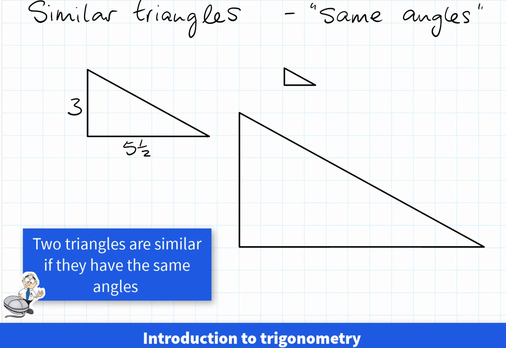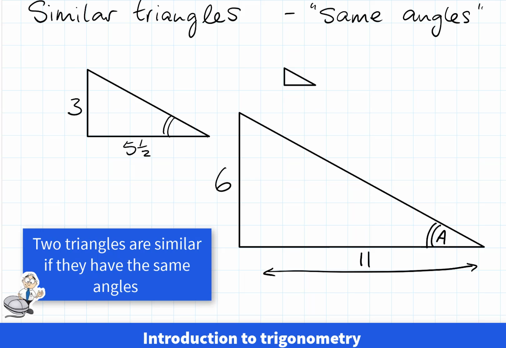Two triangles are similar if they have the same angles. All three angles are the same. If this is the case, then the sides would be in proportion. If I compare the two triangles I've drawn here, if one had a side 3 and the other side 6 in the corresponding place, then the 5.5 must also be doubled to 11. So the sides in the second triangle are twice as big as the first.